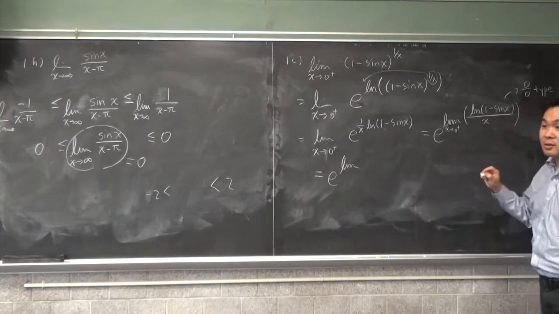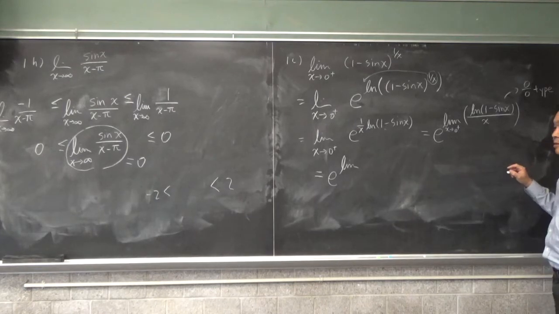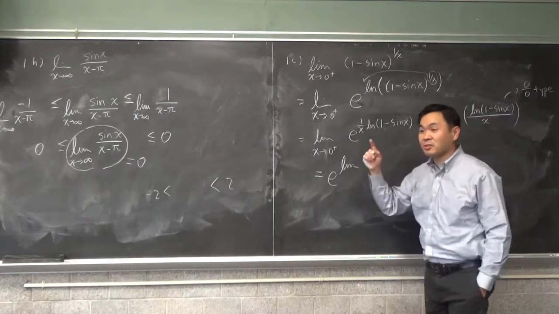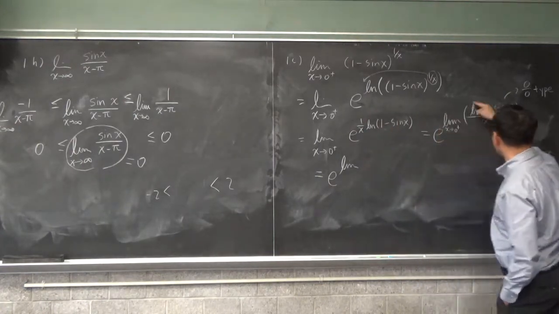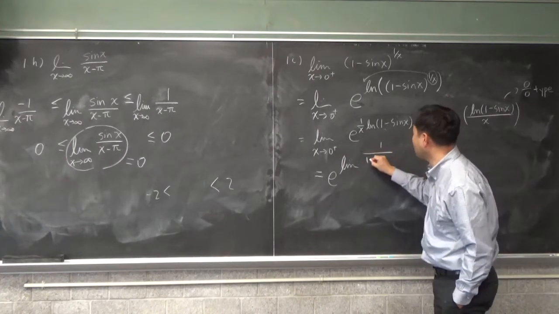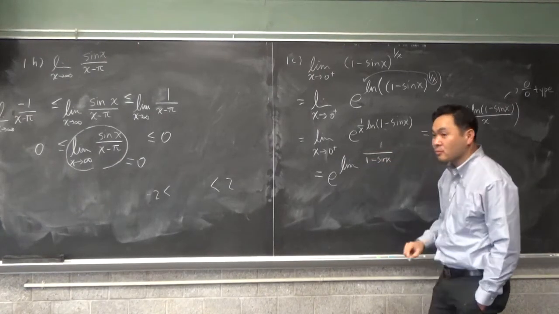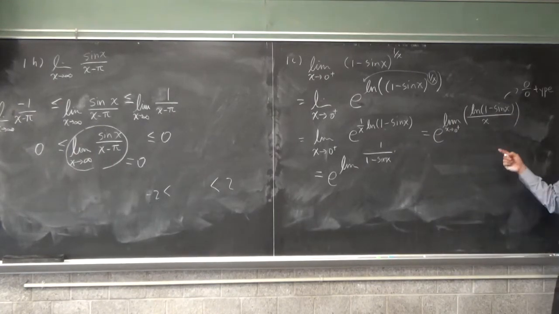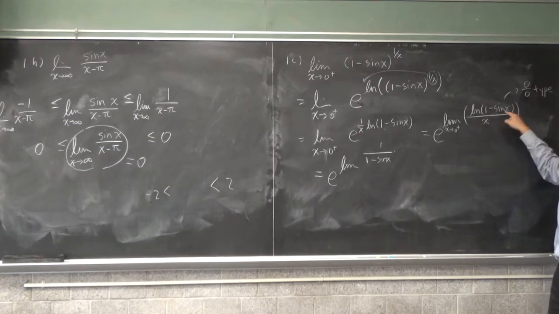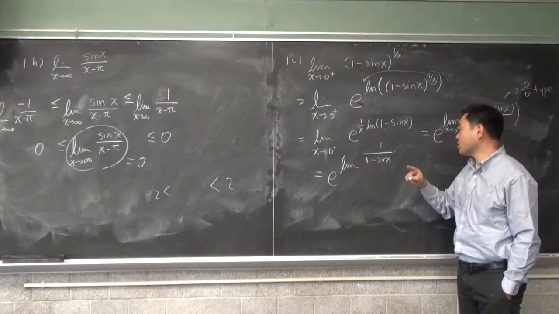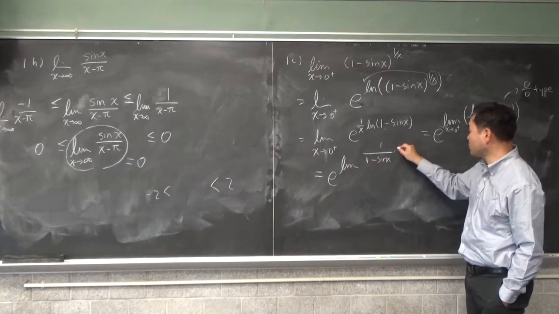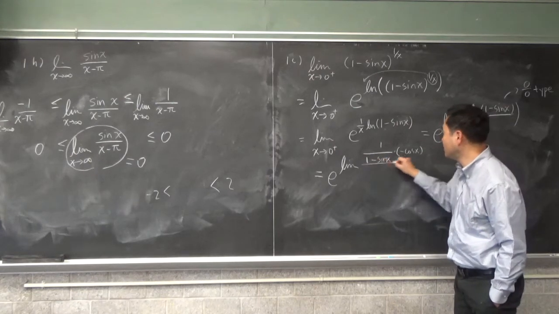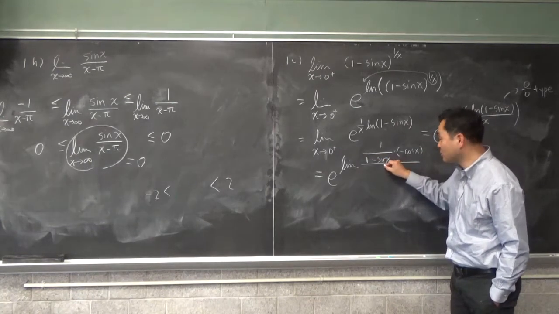When you take the derivative of ln, you will again get a fraction. Because ln of x differentiates to 1 over x, differentiating this will give you 1 over 1 minus sine x, times the derivative of the inside function. It's a chain rule. If you differentiate 1, it's 0. If you differentiate sine, you get cosine, so it's negative cosine, divided by the derivative of x, which is 1.